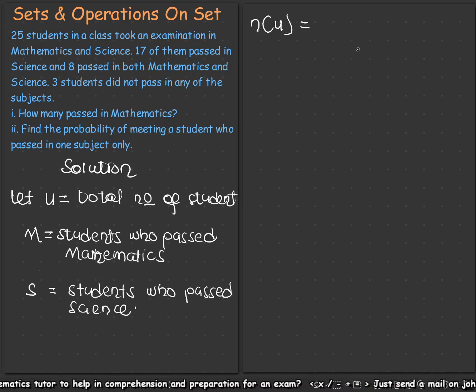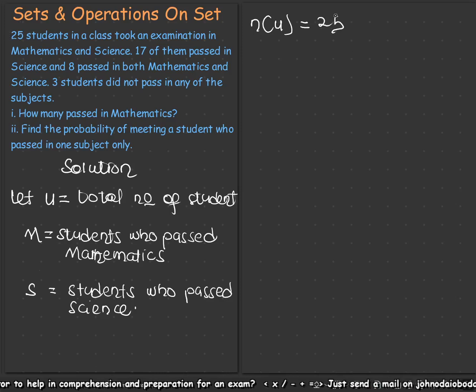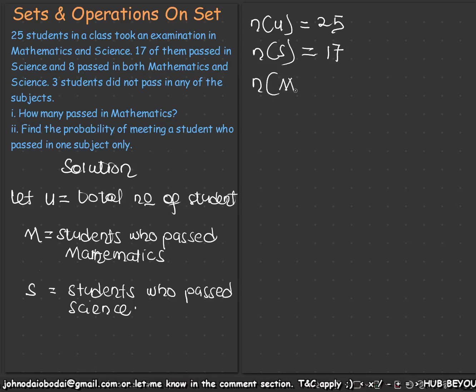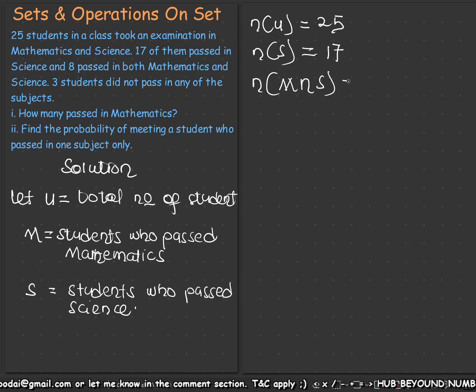25 from the question. So we have our 25 here. Do we know the number of students who passed mathematics? No, we don't. It says 17 of them passed in science, so the number of students who passed in science is going to be 17. 8 passed in both maths and science, so the number who passed in maths and science is 8.